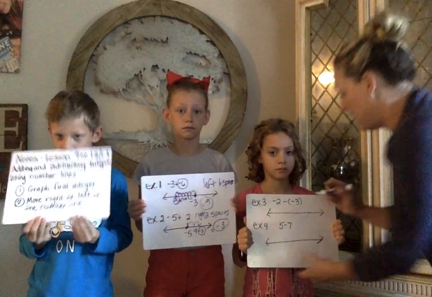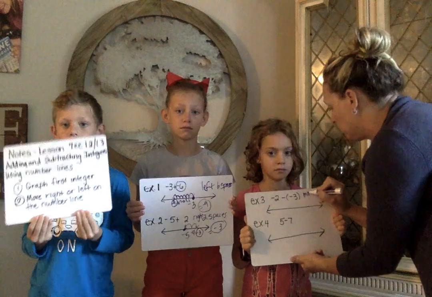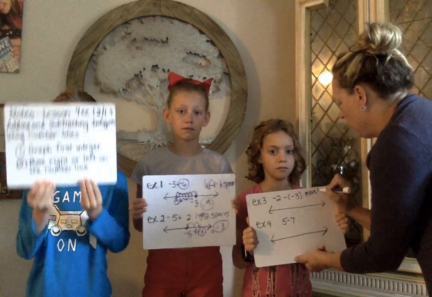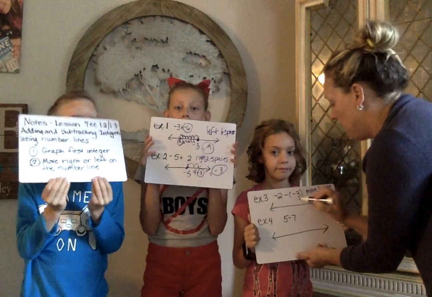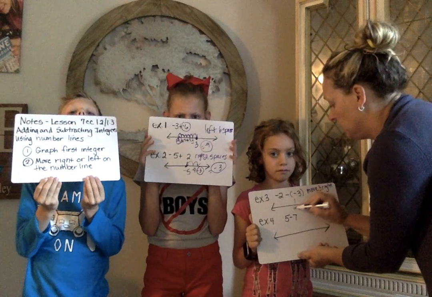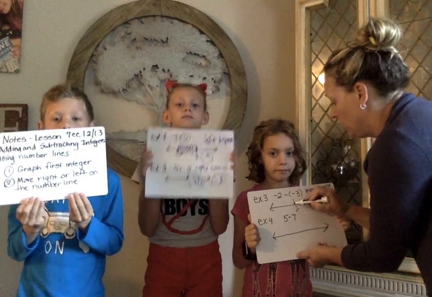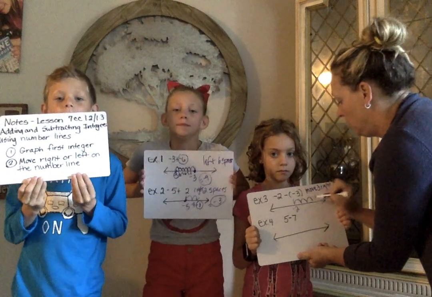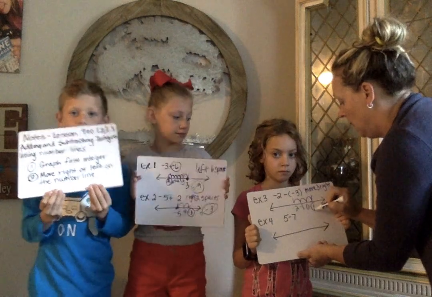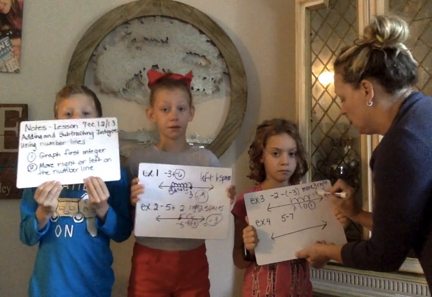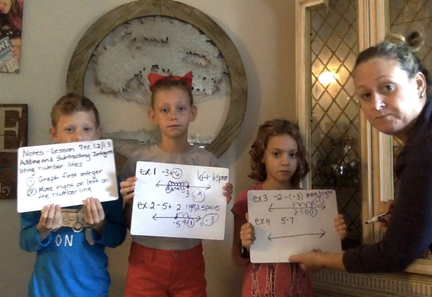And when I'm adding, I'm going to move 3 to the right. So I'm going to make my point at -2, and I'm going to move 3 to the right. 1, 2, 3. So that's -1, that's 0, and 1. So my answer is +1.